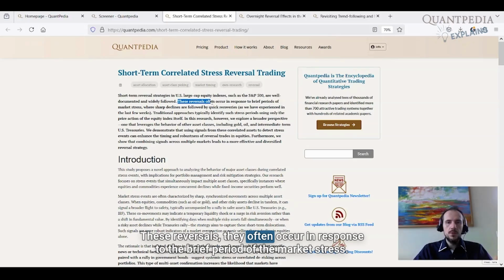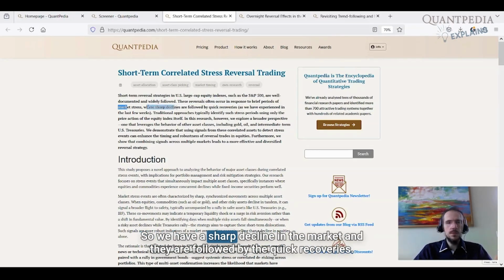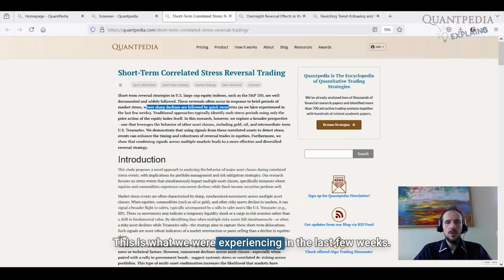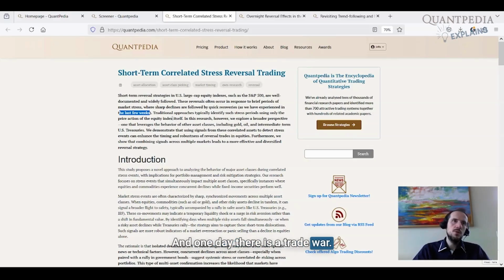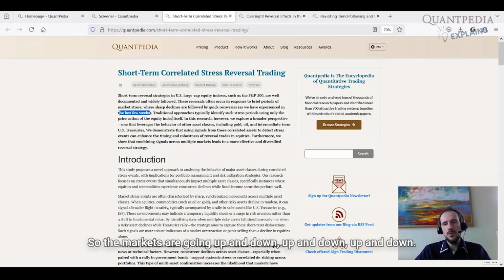These reversals often occur in response to a brief period of market stress. So we have sharp declines in the market, followed by quick recoveries. This is what we were experiencing in the last few weeks. We have Trump as president in the United States, and at the moment there is a trade war with China, and one day there is a trade war, another day there is no trade war, and then once again there is a trade war, etc. So the markets are going up and down, up and down, up and down.